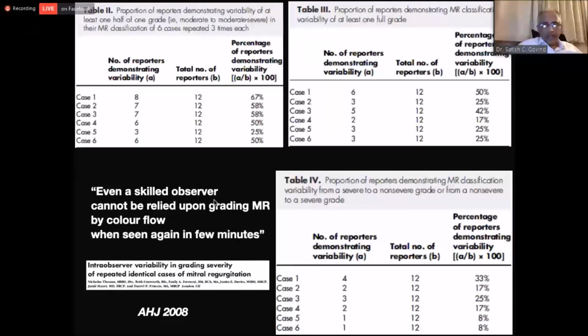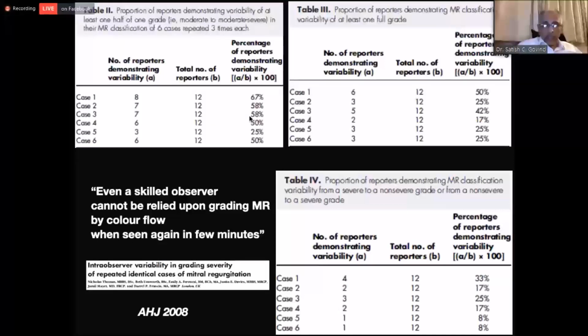And this is a study which very clearly shows that they have taken 6 patients here, 12 expert people, and they were all asked to see the same images again, blinded to it. And the error ranges from 67% to almost as high as you can get it here. So it's very important that we don't go by the color image quantification in terms of severity.